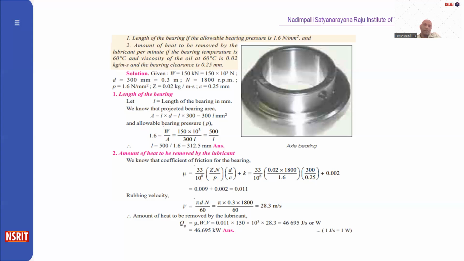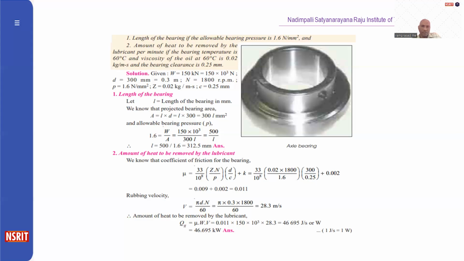Here diameter is given, 300 mm, into L. That you have to find. L is equal to 312.5 mm. Now the amount of heat to be removed by the lubricant: mu is equal to 33 by 10 power 8 into Z N by P into D by C plus K. Here 33 by 10 power 8 into 0.02 into 1800 by 1.6 into 300 by 0.25 plus 0.002. So finally you are getting here 0.0011.